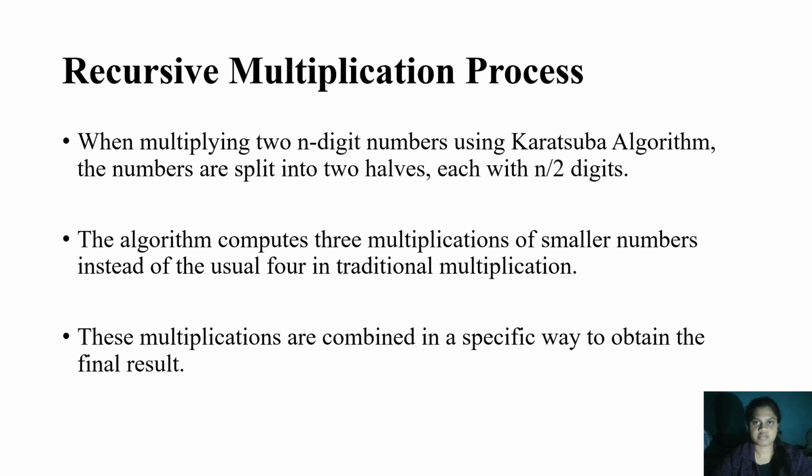Recursive multiplication process. When multiplying two n-digit numbers using Karatsuba algorithm, the numbers are split into two halves, each with n by 2 digits. As you can take a 4-digit number, the 4-digit number can be divided by 2, so you can multiply the two numbers so that you will get the optimal answer. The algorithm computes 3 multiplications of smaller numbers instead of the usual 4 in traditional multiplication. These multiplications are combined in a specific way to obtain the final result.